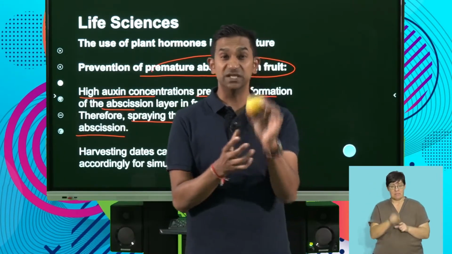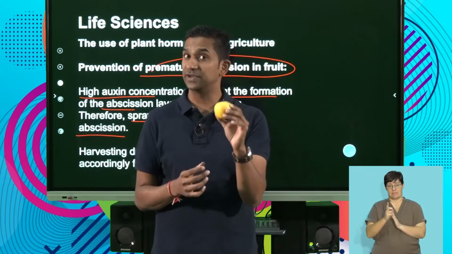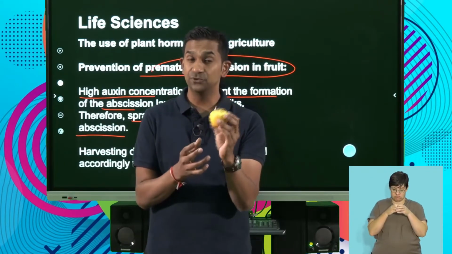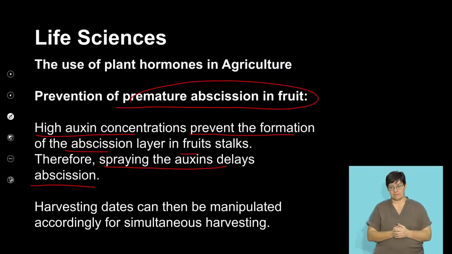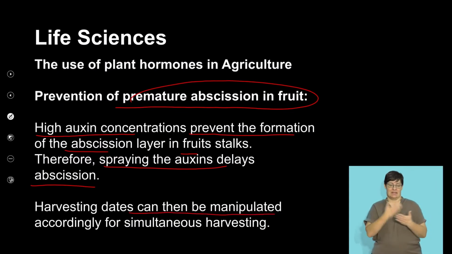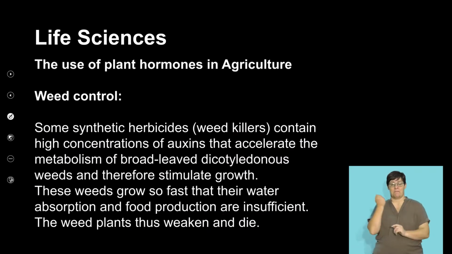It also means that you're increasing the time of fruit development, which ensures larger fruit and timed harvesting. Harvesting dates can then be manipulated accordingly so that it can be all harvested simultaneously.